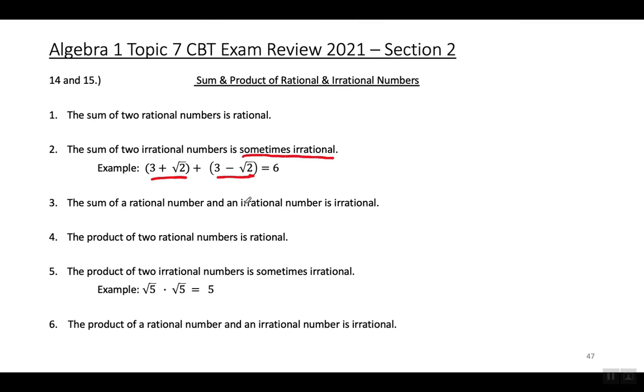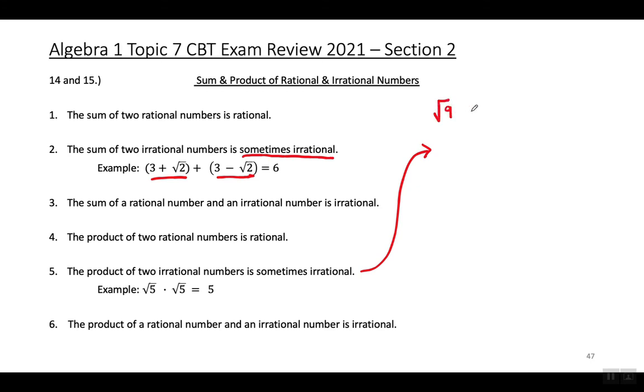Number 3, the sum of a rational number and an irrational number is irrational. Number 4, the product of two rational numbers is rational. All right, number 5 is one that we should look at. The product of two irrational numbers is sometimes irrational. All right, so look. Let me demonstrate something. I'll do a couple of examples.